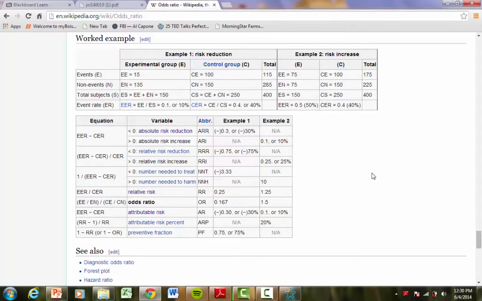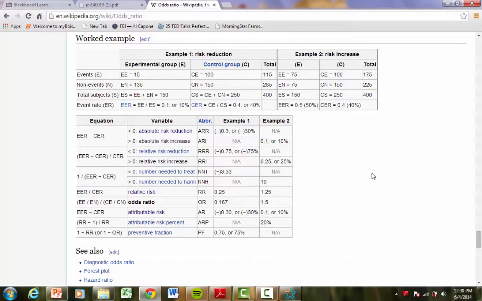Odds ratio was the events compared to the non-events. This one is the events compared to the total number, right? Events, I'm doing this calculation. Events compared to the total number of people in the study. The events in the control group compared to the total number of people in the study for the control arm of the study. So they're not the same. Here's how I do the math, right here.